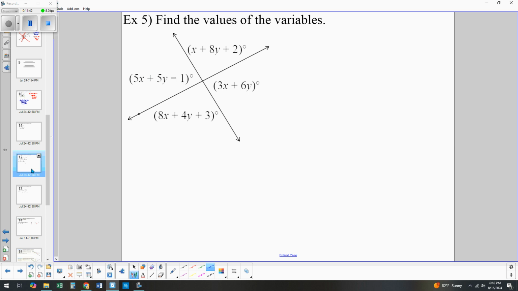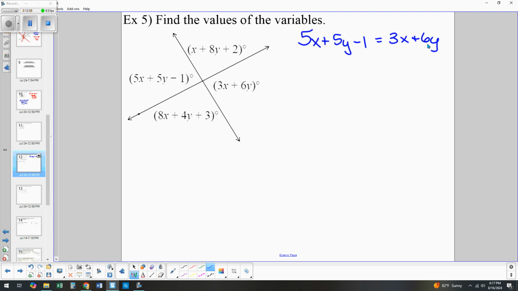In example 5, most of our angles have 2 variables in them. So there's not going to be any one easy way to do this. But we do have many options. So I'm going to start by taking a pair of vertical angles and setting them equal. So I'm going to say 5x plus 5y minus 1 equals 3x plus 6y.